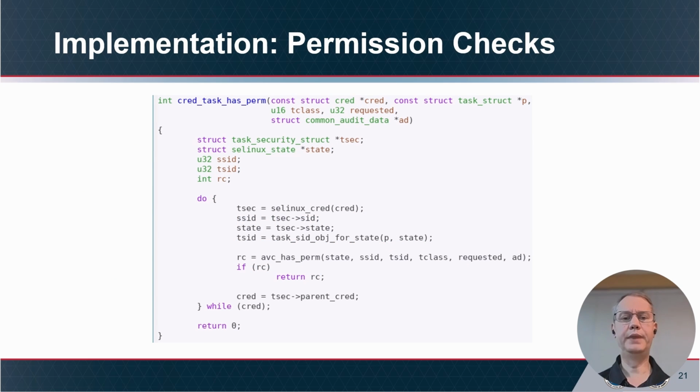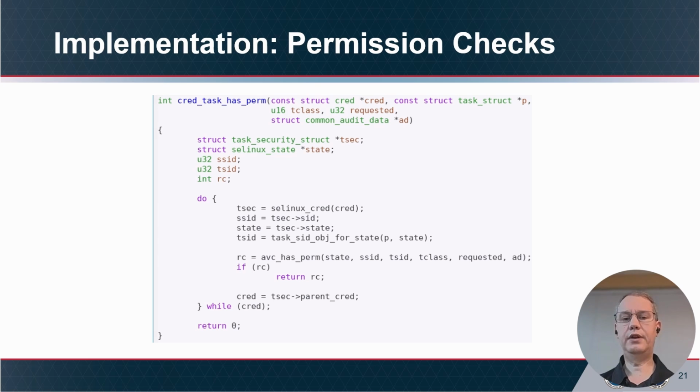This is a screenshot of one of the helper functions that was introduced in order to support namespace permission checking. As seen here, we first obtain the appropriate security ID to use from the task's security blob and the appropriate state structure for its namespace. And then we obtain the target SID to use by looking up the SID of the target task that corresponds to that state or namespace. We can then perform our regular SELinux permission check using the access vector cache.